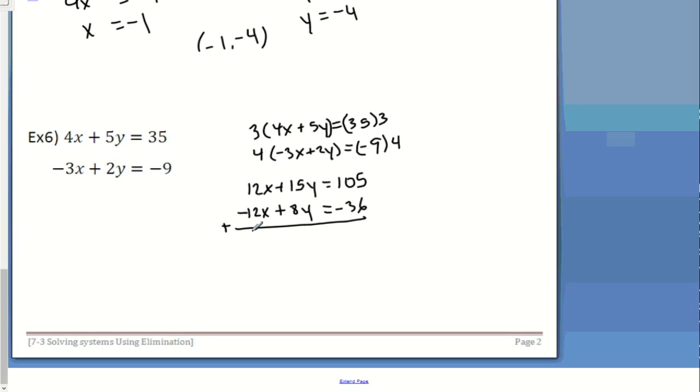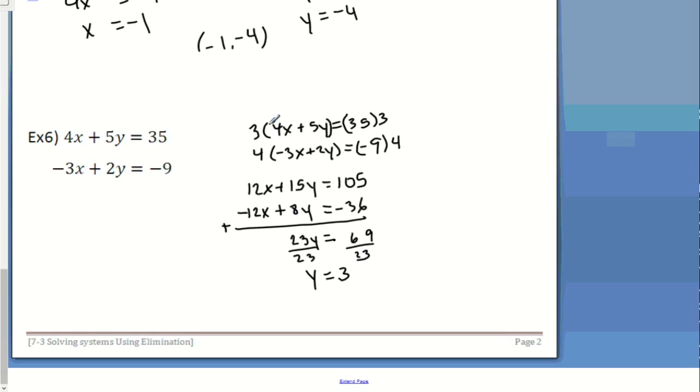12x plus negative 12x makes 0. They're gone. 15y plus 8y is 23y. And then that becomes 9, 69. Positive 69. Divide both sides by 23. And I get y is equal to 3.